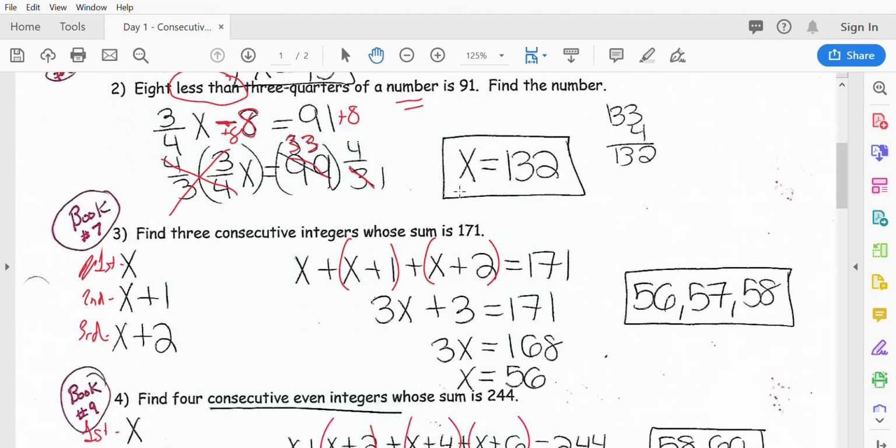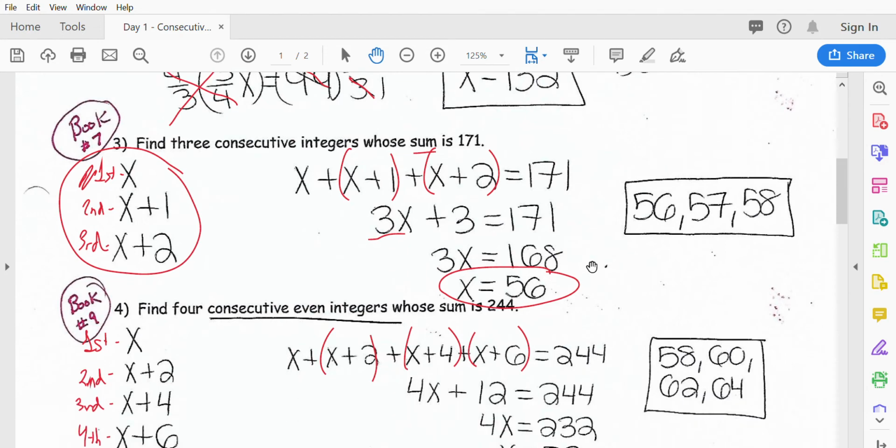Find 3 consecutive integers whose sum is 171. 3 consecutive integers, here they are: x, x plus 1, x plus 2. The sum, just add them all up. I did put the parentheses there just for visual purposes, but x plus x plus x gives you the 3x right there. 1 plus 2 gives you the plus 3. Subtract 3 both sides, get 3x equals 168. Divide by 3 and get x equals 56. And so my 3 consecutive integers are 56, 57, and 58.